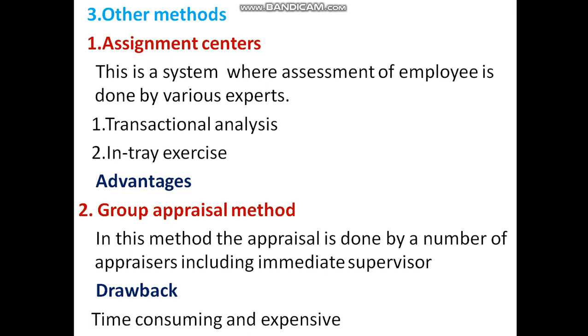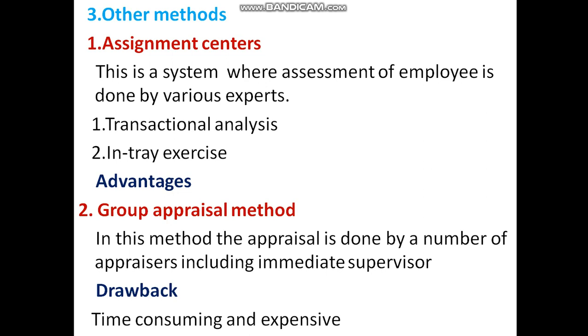Then the in-tray exercise. What is the in-tray exercise? It is a paper-based simulation where candidates are presented with a business-related scenario accompanied by a list of related tasks, including telephone calls, emails, complaints, and reports. This is the in-tray exercise.